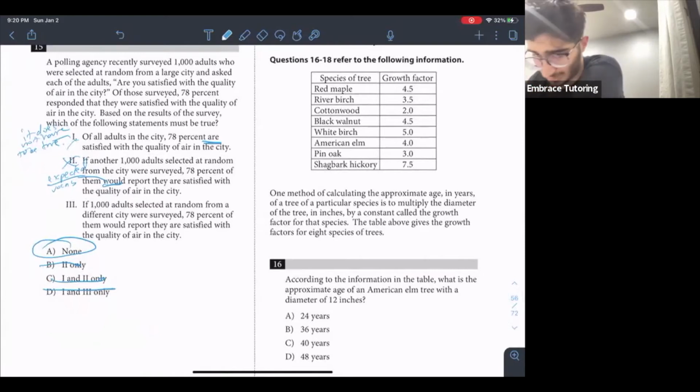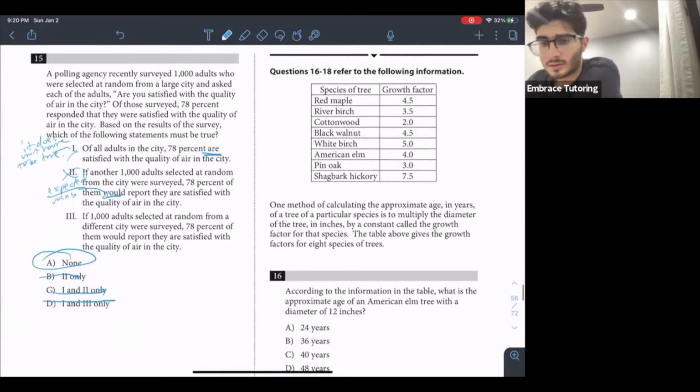Because it should be an approximation, not a hard number. So for 15, it was choice A.